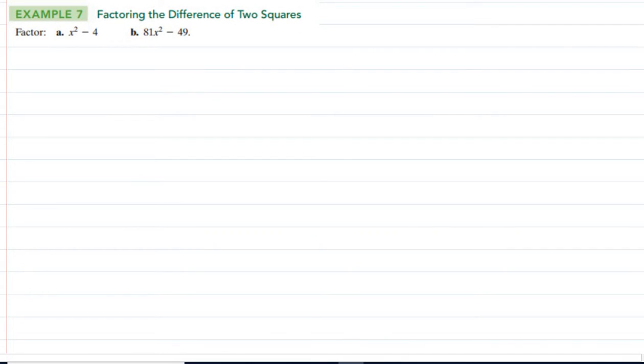Example 7, we have factoring the difference of two squares. If you forgot the formulas, let's go ahead and write it down. So part A, we have x squared minus 4, which is straightforward. I can rewrite this as x squared minus 2 squared. Which means this is my A and this is my B. So I'm going to rewrite the whole thing, I'm going to factor it.